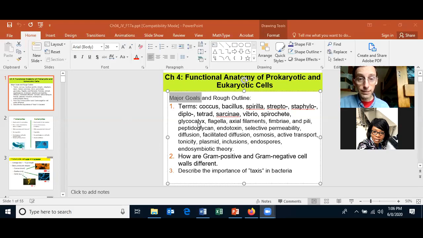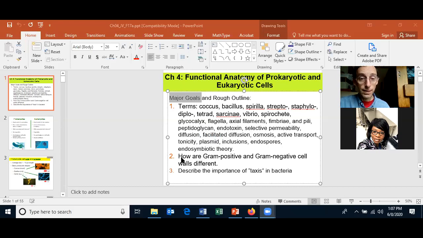Glycocalyx, that's a part of the cell. It's actually external to the cell. Flagella, axial filaments, fimbriae, pili, peptidoglycan, which I think we've talked about a little bit, but we'll talk about it in greater detail today. Endotoxin, selective permeability, diffusion, facilitated diffusion, osmosis, active transport, tonicity, plasmid inclusions, endospores, and the very last topic, not today, probably tomorrow, the endosymbiotic theory.